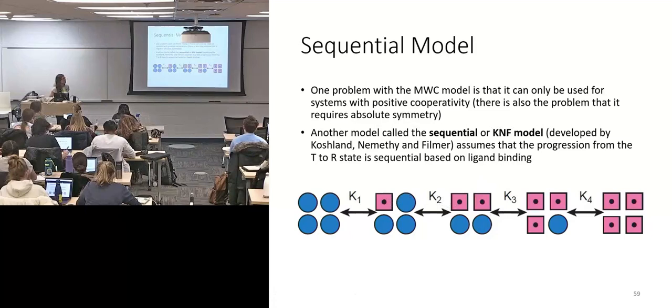In this case, you could also have, like I said, a couple different things that could go on. But other than in a very broad conceptual sense, the sequential model is better than MWC because it doesn't have to assume positive cooperativity and it doesn't have to assume all of the conformations change simultaneously. Those are the broad questions I would ask you.